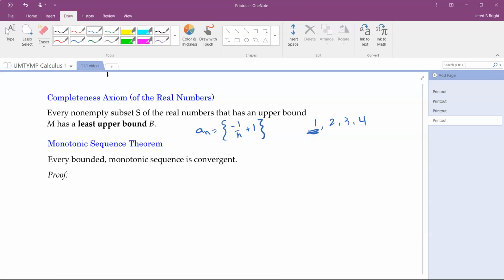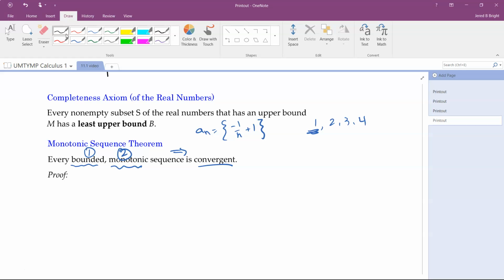I digress. Okay, monotonic sequence theorem, major player in the section here. It says every bounded monotonic sequence is convergent. So in order to say it's convergent, we need to satisfy condition 1, condition 2, and then we can say that it is convergent. I feel the need to go through a proof of this because it is so important.